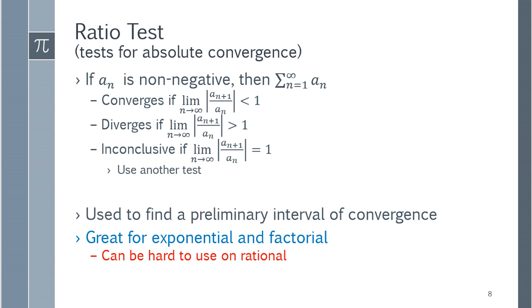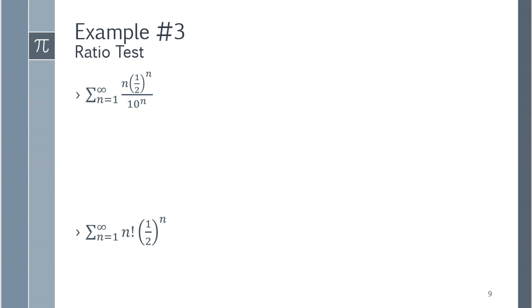So, some examples here. If I have the series where n goes from 1 to infinity of n times 1/2 to the n over 10 to the n, that's one where it doesn't seem super easy to me to try the nth term test. It's not a geometric series because I have 10 to the n and n both outside of the 1/2 to the n, so it's not geometric. It's not a p series. So I'm trying ratio test then.